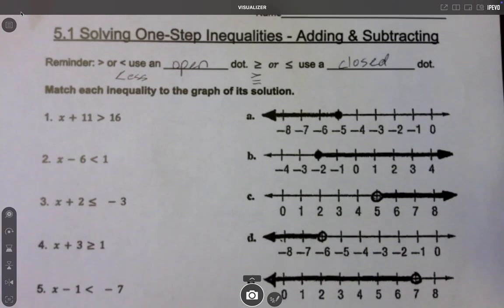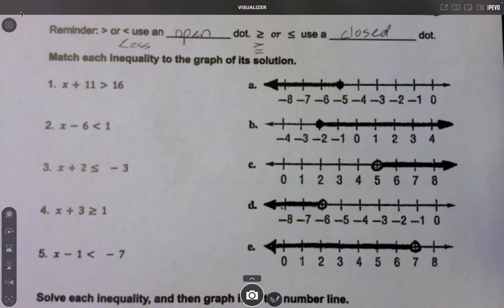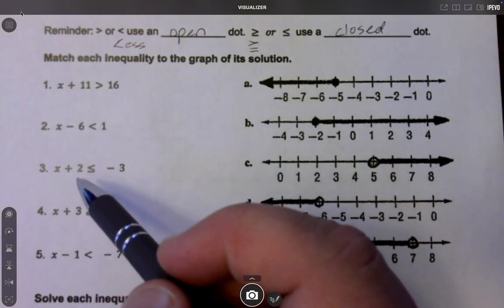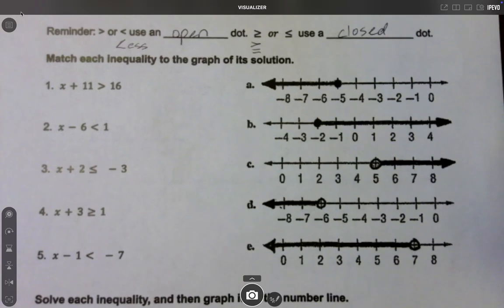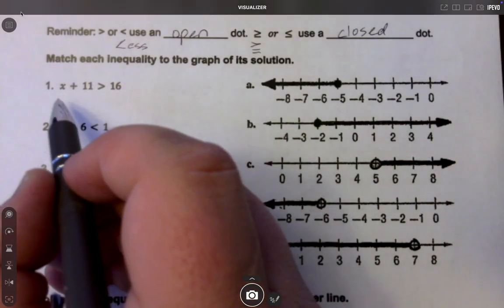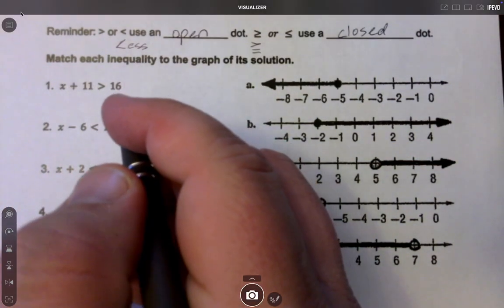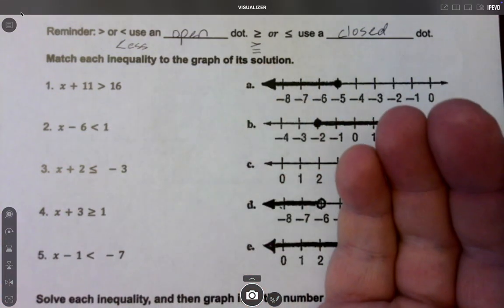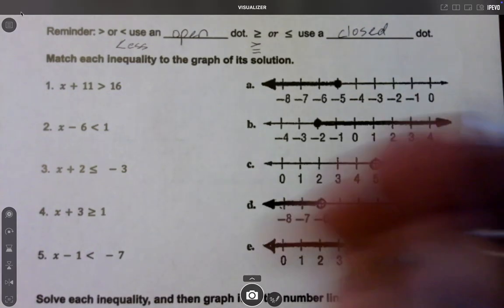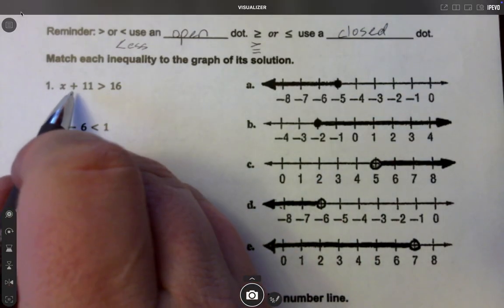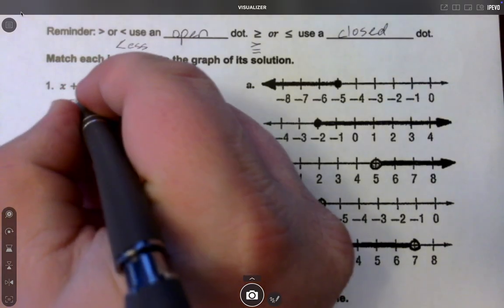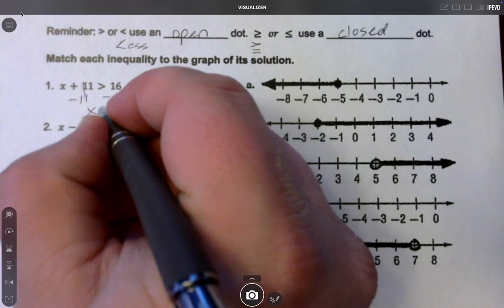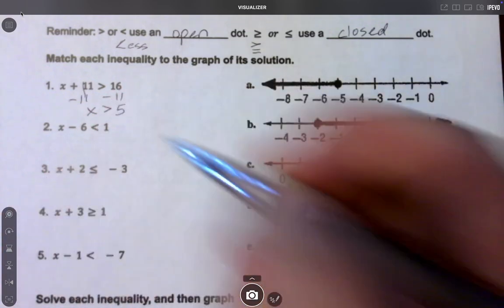Okay, so our first task is to match the inequality to the graph of its solution. So I'm going to choose to just solve these and then see which one it goes with. So right now it's x plus 11. As far as today's lesson, since we're just adding and subtracting, this is really done exactly the same way we do equations. So adding 11, we do the opposite and we subtract 11. So that leaves x is greater than 5.